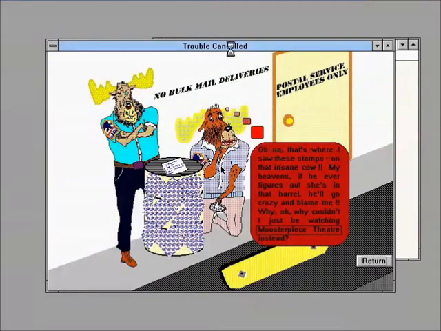Oh no! That's where I saw these stamps on that insane cow. Finally, a dude voicing a character.